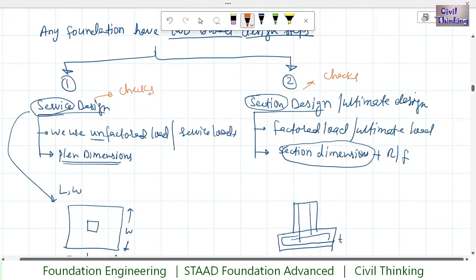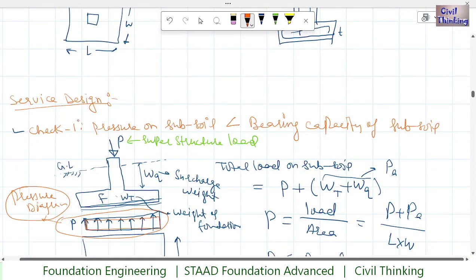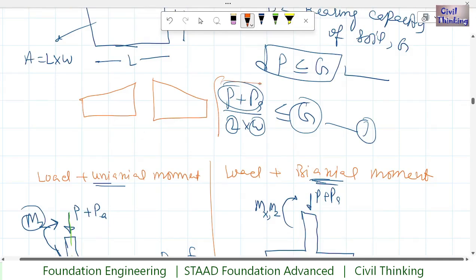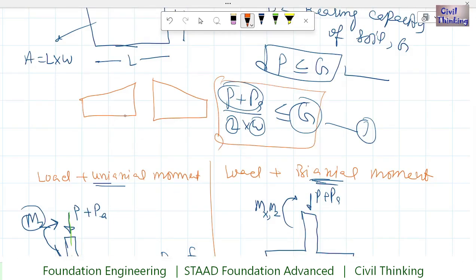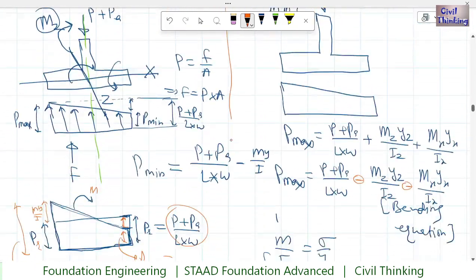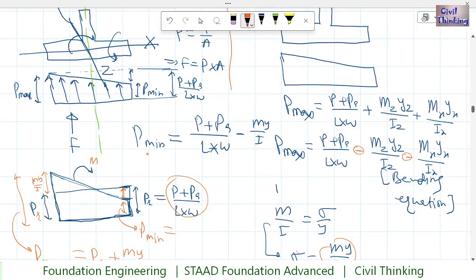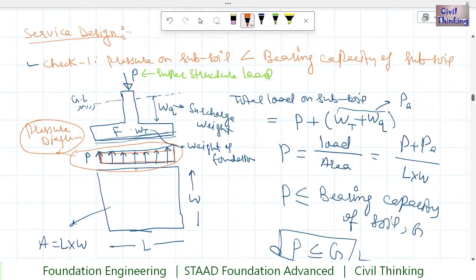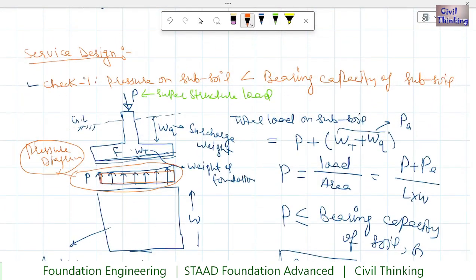In the service design I told you there are checks. We talked about one check, which was about the bearing capacity of soil, and we got one equation from here, and it is this. Now if the pressure was not uniform, then you will apply all of that equation we discussed here. For example, this P minimum has to be less than or equal to G. Anyways, we talked about the shear capacity, this bearing capacity of the soil. Now we will go into check 2.